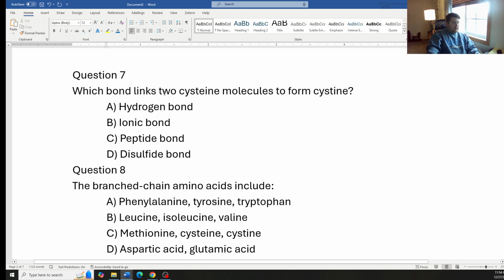Which bond links 2 cysteine molecules to form cystine? Hydrogen bonds, ionic bonds, peptide bonds, or disulfide bond?